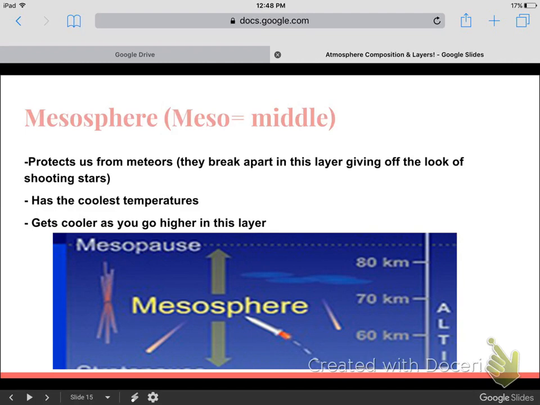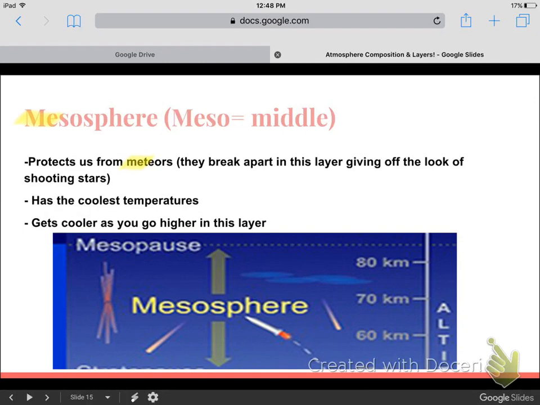The next layer is the mesosphere, and the prefix meso means middle, so this is kind of your middle layer of the atmosphere. The mesosphere protects us from meteors. The way I remember that is the ME in meso and the ME in meteors. So when the meteors are coming in through space, they're billowing down through our atmosphere. It's going to blow us all to smithereens, except it's not, because the mesosphere is a layer that breaks apart these meteors so that they don't come down and hit us. And when it breaks apart, it gives off the look of shooting stars.